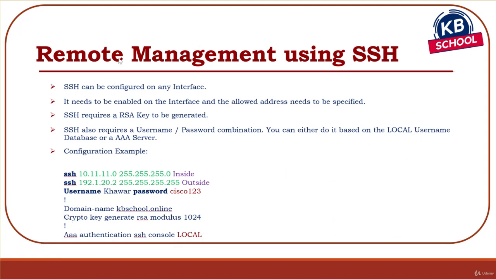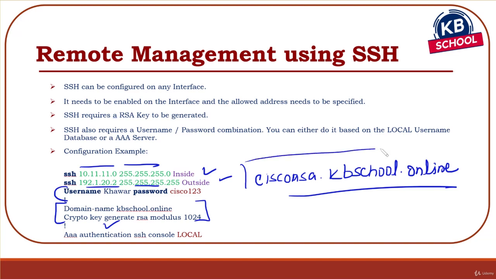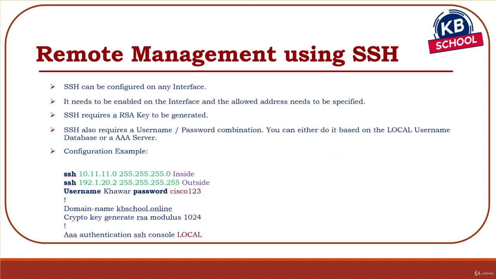Again, per interface, this is the source who can SSH into the firewall. This is your username password. This is your RSA keys. The RSA keys require a fully qualified domain name. So let's say the name of the ASA is Cisco ASA. The fully qualified domain name becomes asakbschool.online. And that's what I'm creating the crypto RSA key based on, the fully qualified domain name. That's why I need to put the domain name over here. All right, again, we'll lab it up and you guys can see how it's done.